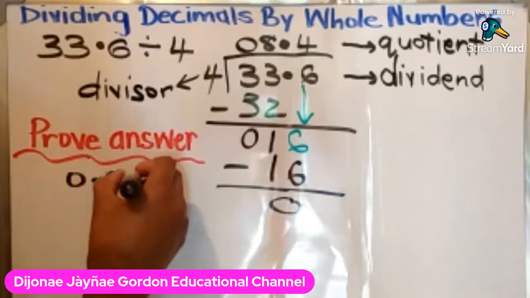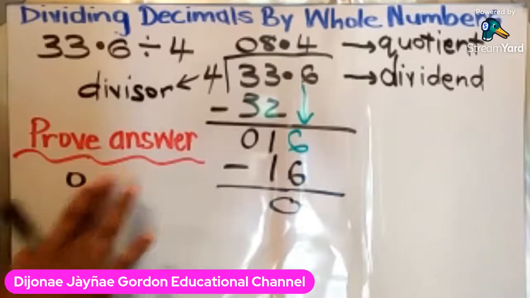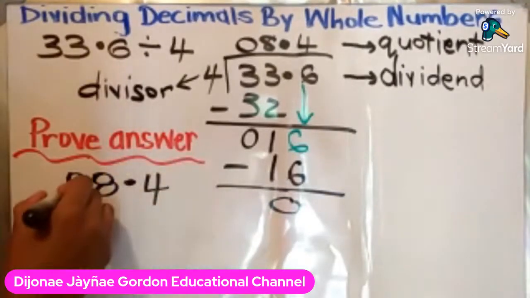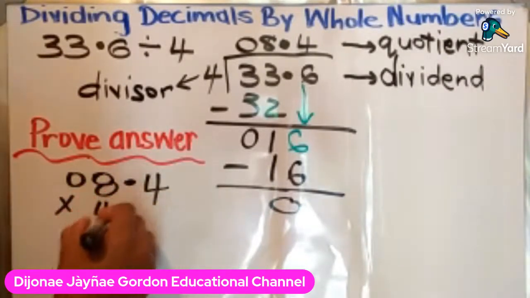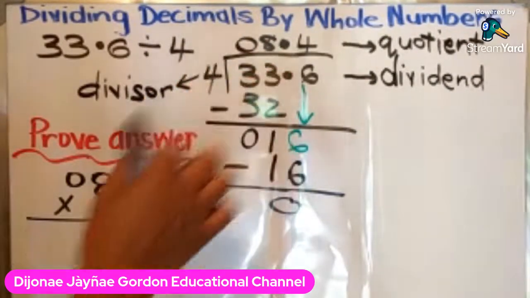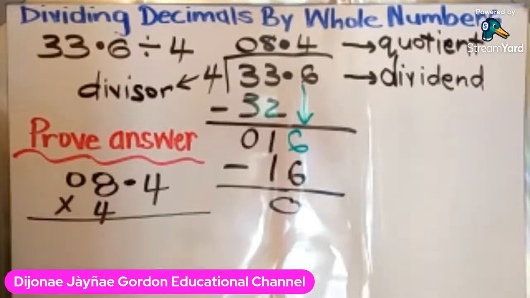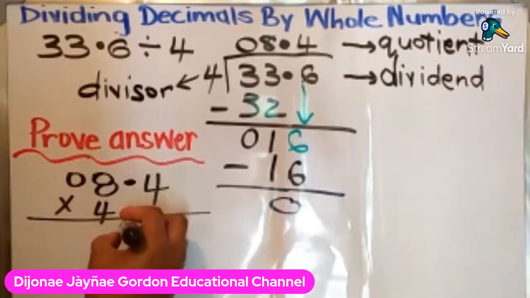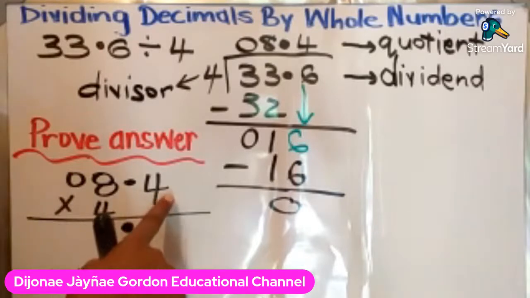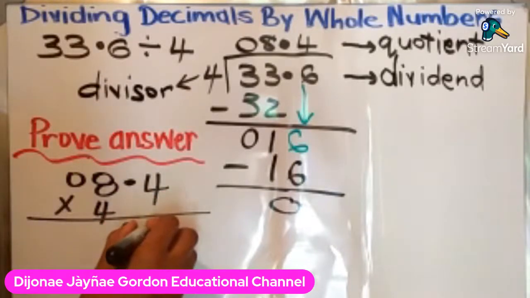So I'm going to take my 0.8, and I'm going to multiply it by 4. All right, so first you put down your decimal, and the next thing you're going to do is check to see how many digits are after your decimal place, and we only have 1 digit, so I'm going to put a dot right there.